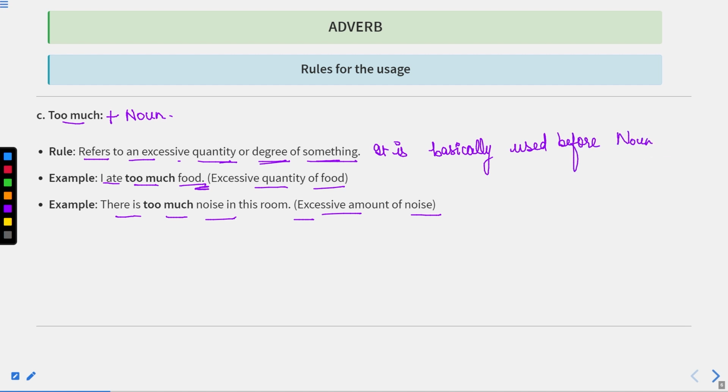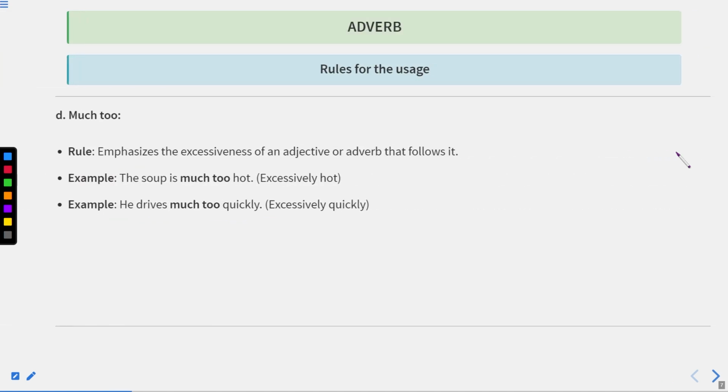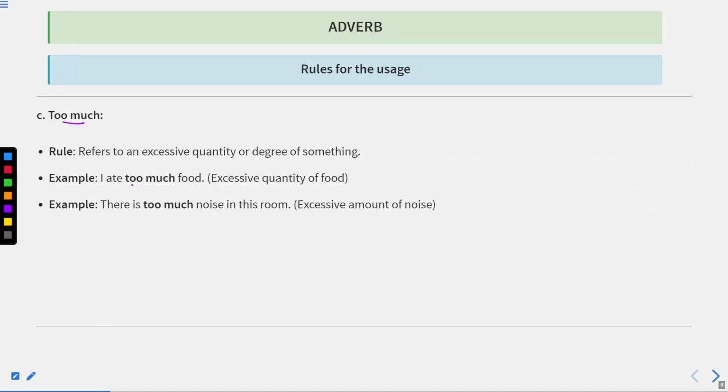Okay, I hope this much is clear to you all. Now let us move to the next one. So in this sentence, you can see "too much" is written, and after that "food" is written. Food is a noun. And in the next sentence, there is "too much noise." So noise is a noun. Too much means an excessive amount of noise, which is beyond the limit, or which cannot be tolerated. Now let us move to the next one.